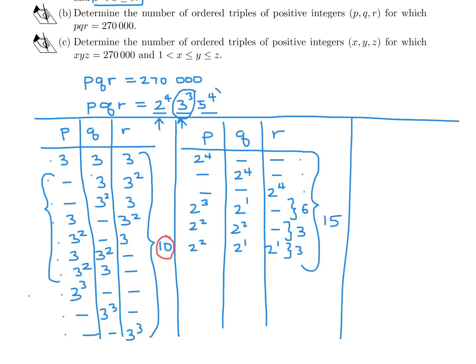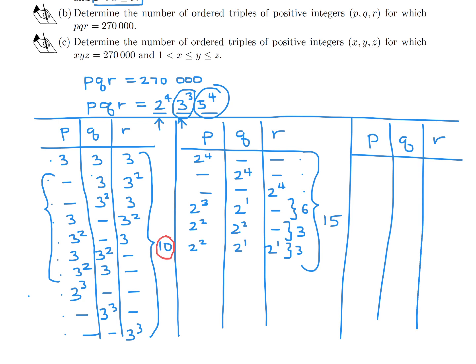And for the 5s, it would be pretty much identical to how we did the 2s. So you'd have another 15 ways of allocating the 5s. So the total number of ways of getting those ordered triples P, Q, R would be that 10 times this 15 times this 15. And that is 2250.